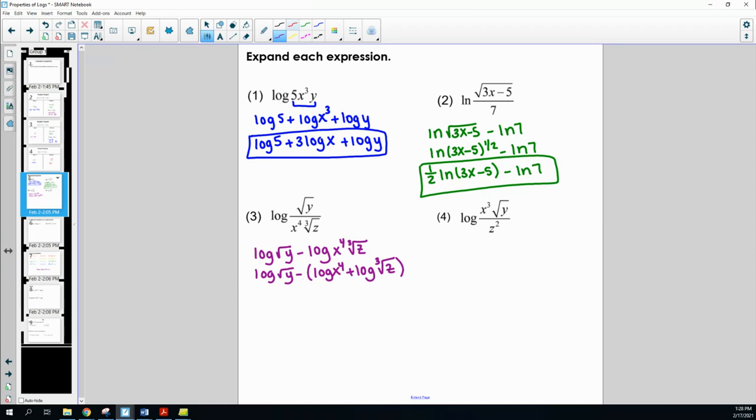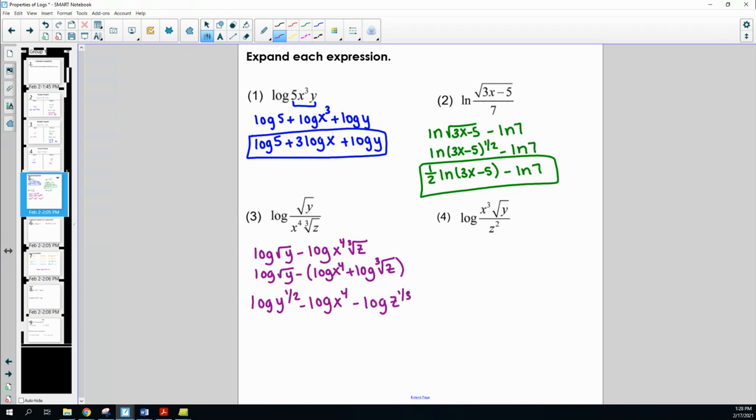So next thing I'm going to do is change all of my radicals to rational exponents. So I'm going to have log of y to the 1/2 minus log of x to the 4th. And then I'm going to make that negative by either distributing this negative in or realizing that it's in the bottom, so it's going to be negative. And this will be log of z to the 1/3.